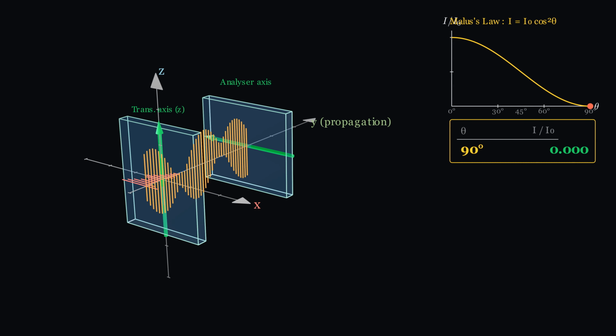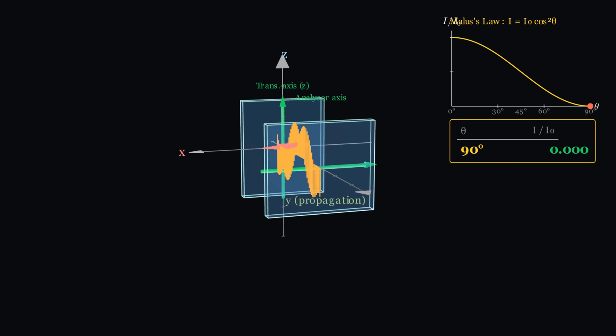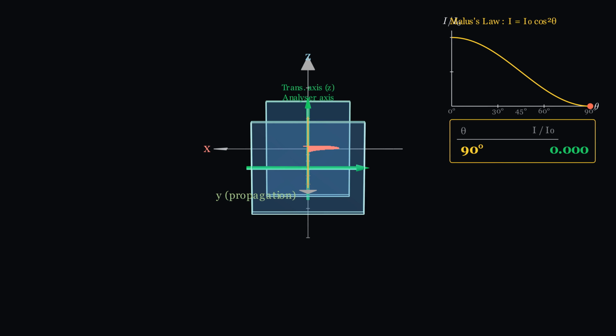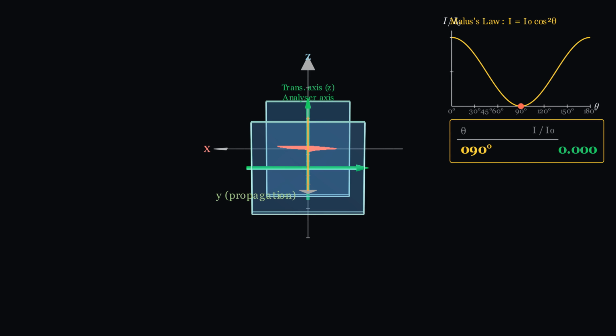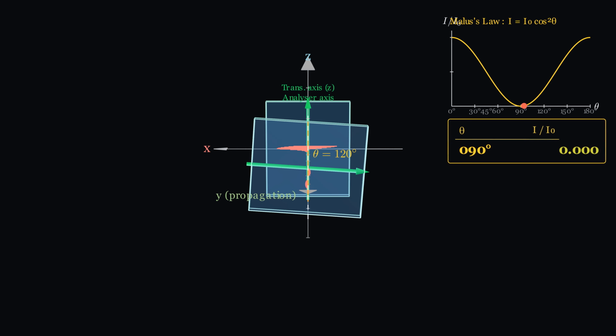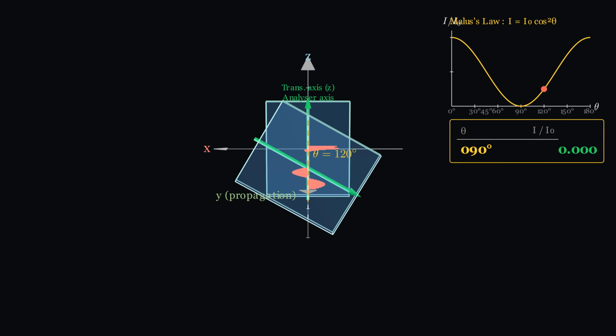We extend the experiment beyond 90 degrees, viewing the Analyser end-on again. The Malus graph now spans 0 to 180 degrees. At 120 degrees, I over I0 is 0.250. The dot follows cosine squared θ on the extended curve.